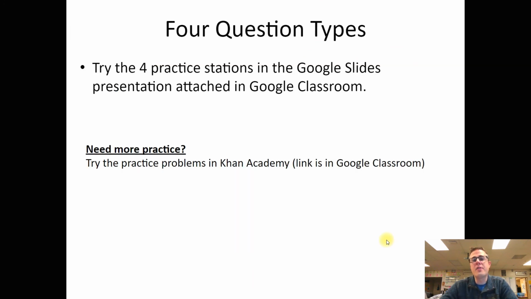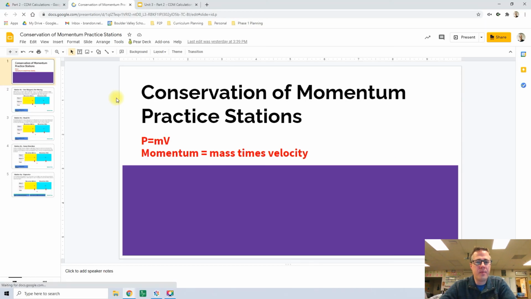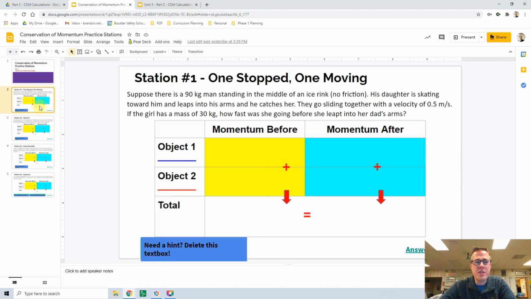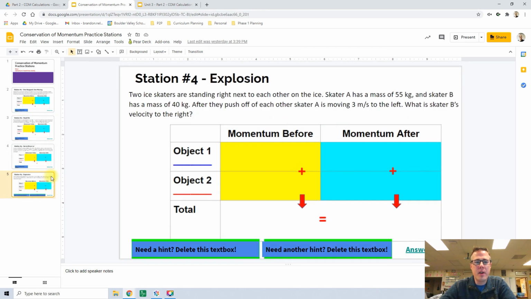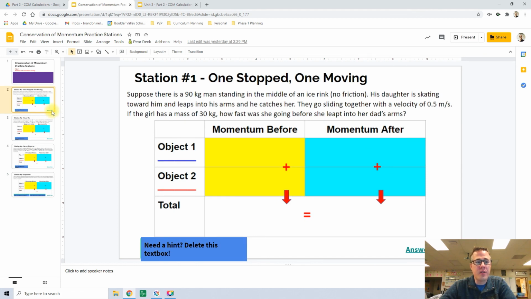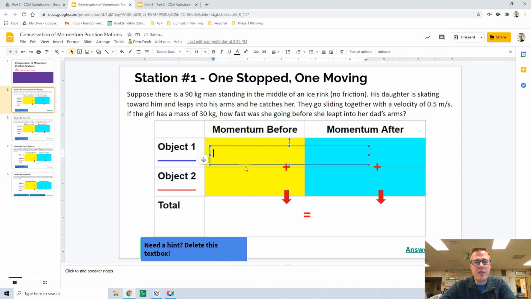In Google Classroom, there's a Google Slides presentation that has 4 different practice questions where you need to fill in the answers. Here's what it looks like. On the very first slide, you're going to have your equation, just in case you need a reminder. And then each of the 4 slides look very similar. And you're going to work through the same process that we've just been doing in these practice questions. In order to type into these boxes, you will need to grab a text box that's up on the top here, and then start filling it in and resize them to fit the different boxes.